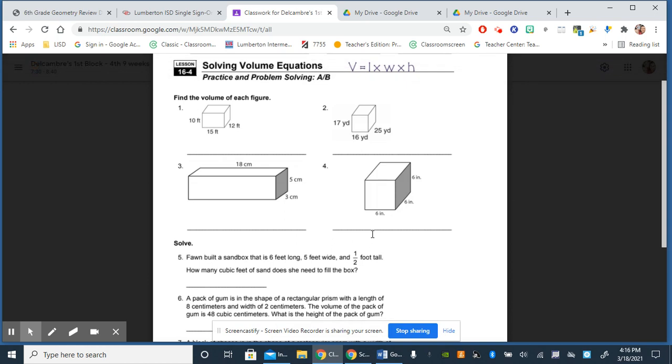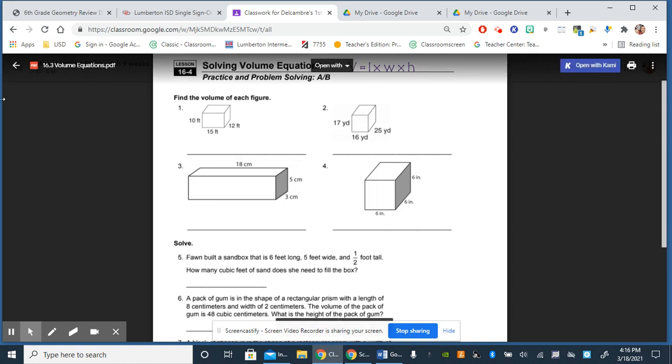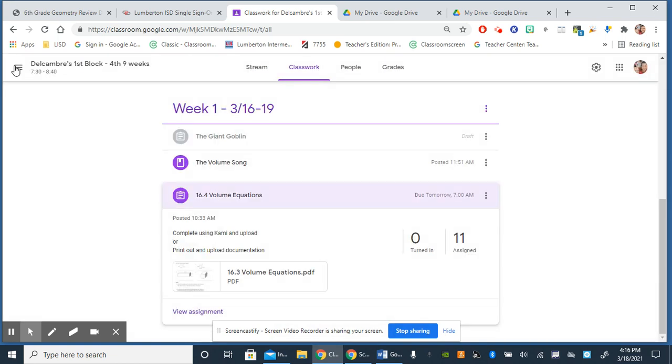All right, so tomorrow we are going to be doing a Google slide activity, kind of like a breakout room. It's called the Giant Goblin. You will see it tomorrow. And I'm also going to pair you up with some partners for you to work with. It's going over area of triangles, area of parallelograms, volume. I don't think I threw some trapezoids in there, but I may.